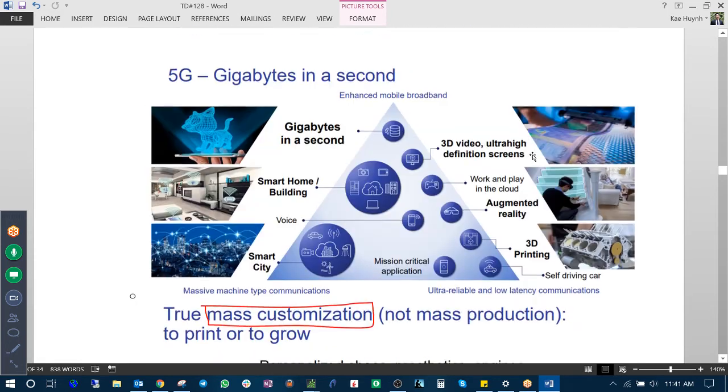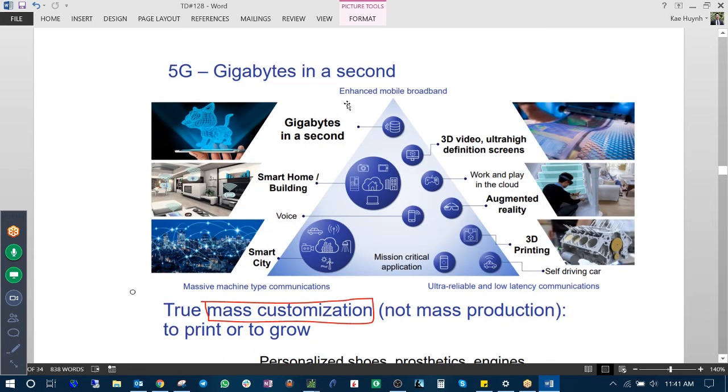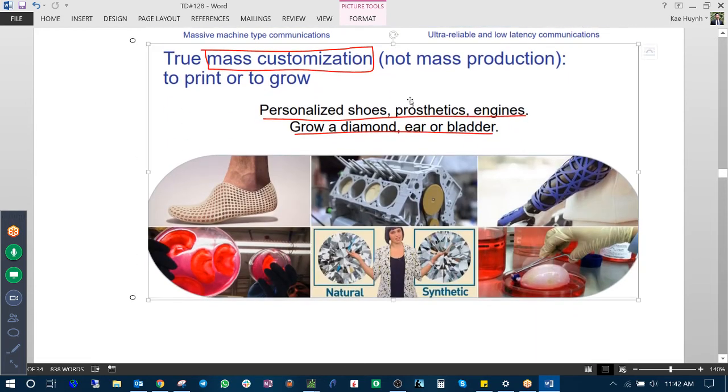Let's further look at some of the technologies. 5G, gigabytes in a second. You guys already know about this one, but enhanced mobile broadband. So gigabytes in a second. So things like smart homes, voice on the phone, smart cities. I think these are things that most of you already heard about. But 3D video, ultra high definition screens, work and play in the cloud, augmented reality, 3D printing. So again, more data is growing, right? True mass customization, not mass production.